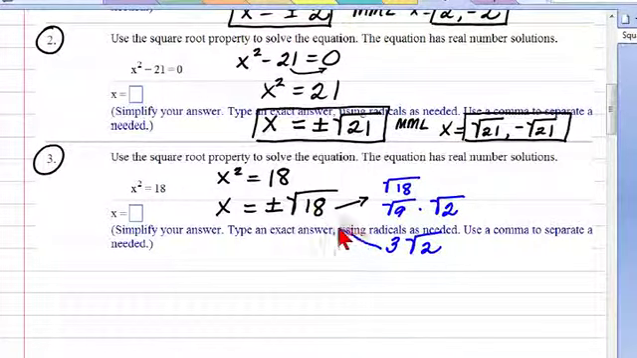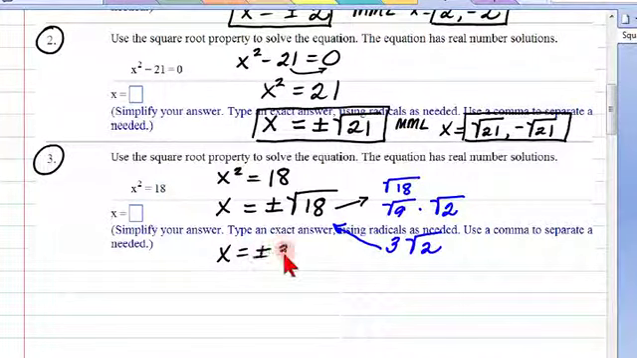So I'll send this back in the place of the square root of 18, and I get x is equal to plus or minus 3 times the square root of 2.